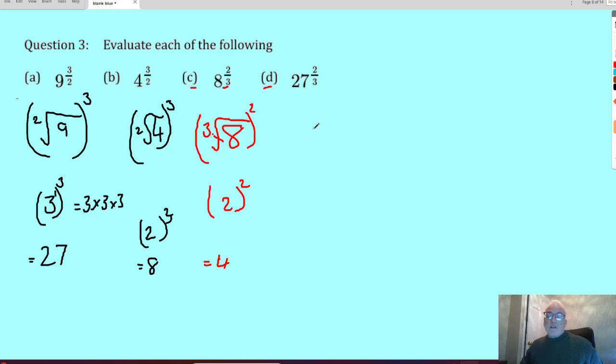And on D, we've got 27 cube rooted, all raised to the second power. So 3 times 3 times 3 equals 27. So my answer there is 3, raised to the square, 3 times 3. I evaluate the answer as 9.